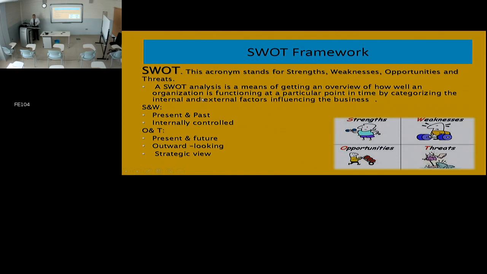Okay, you can see here strengths and weaknesses are present and internally controlled. O and T are present, future, and onward. Let me give you my key element quickly. Anything in the present simple is strength or weakness. Examples: is, are, has, have, does, verb plus S and verb. If you take a case study, for example, the company opens, this is strength. The company closes, this is weakness.